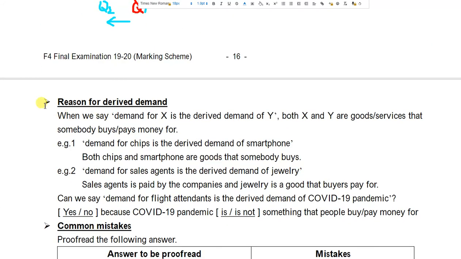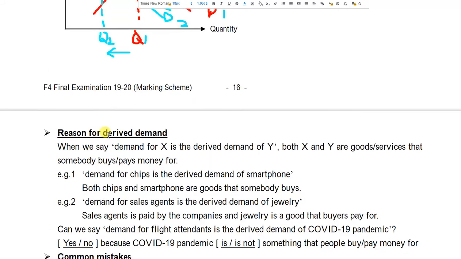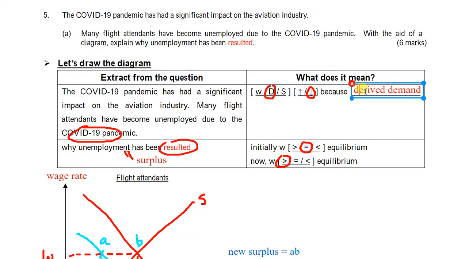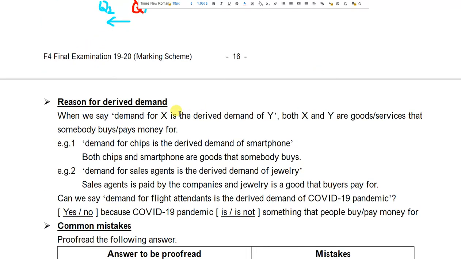Then let us go to the next page. After drawing the diagram, how about the paragraph? So as I have mentioned, we use derived demand to explain the change in demand this time. And we have learned in the first term that there is a sentence to explain the derived demand, right? So you have to say that demand for X is the derived demand of Y.